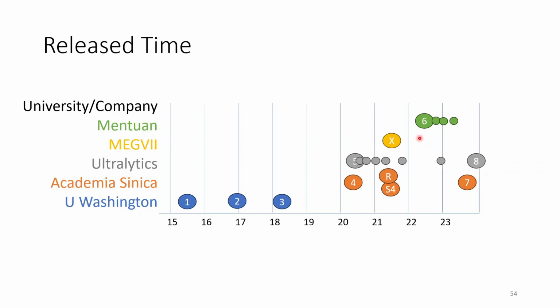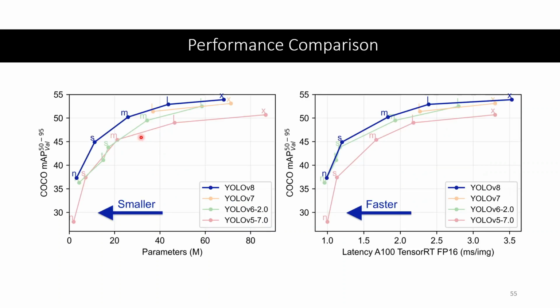And YOLO V6 was released by Meituan. It is also a Chinese company. I'm not sure what the business of Meituan is. Is it an online store or something else? I don't know. At least after reading these papers, you can know there are 5 different teams that released modifications of YOLO. And okay, let's take a look.